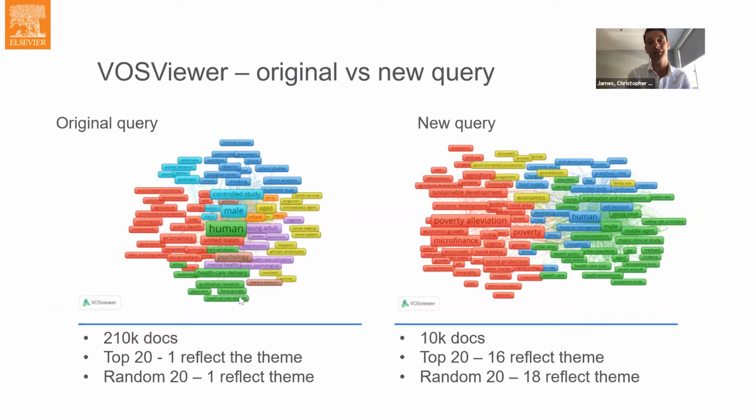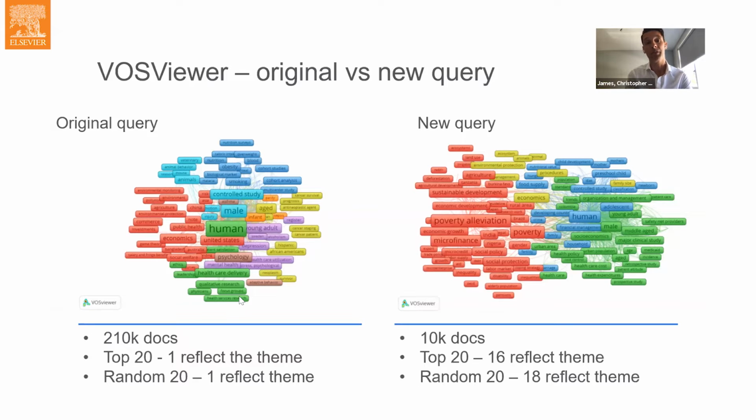You see here on the left, it's mainly human, male, controlled study, healthcare delivery, etc. Whereas on the right, it's really poverty alleviation, poverty, microfinancing, sustainable development, economics. So much more exact results, which are working towards those goals. And you can see also the numbers reflect that.